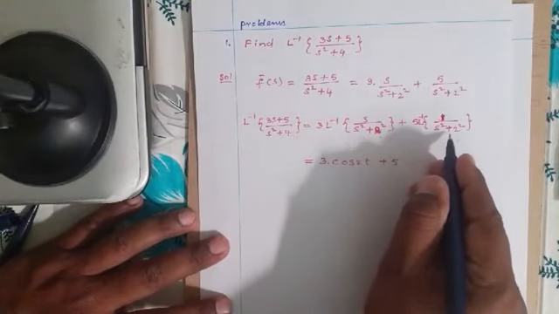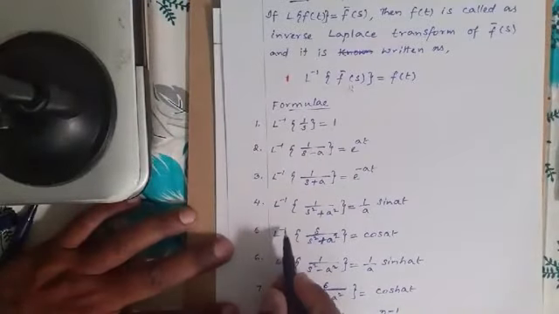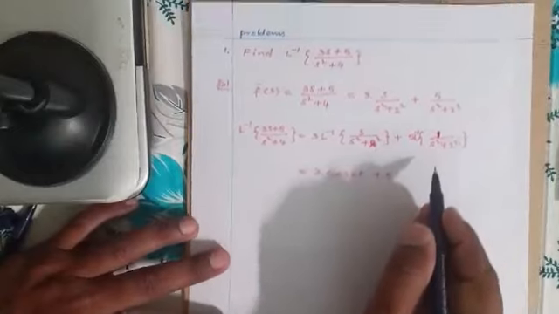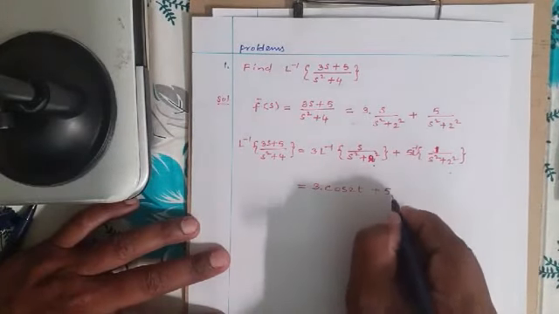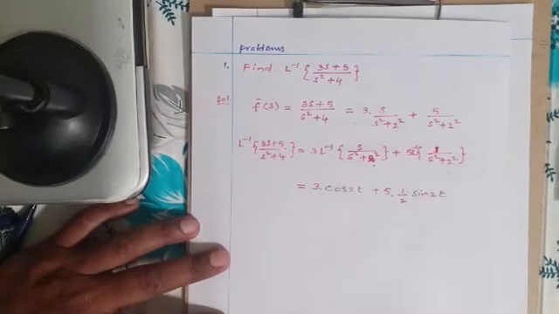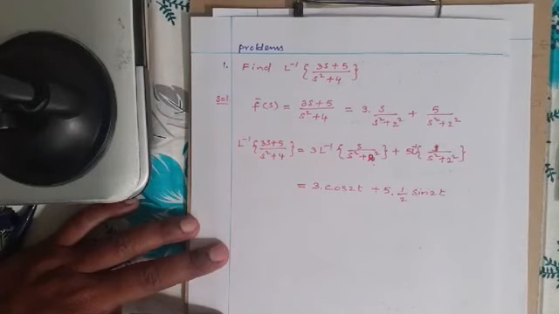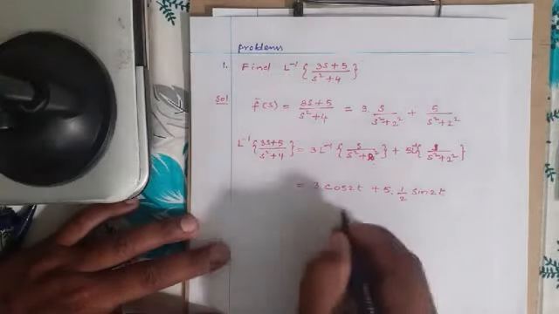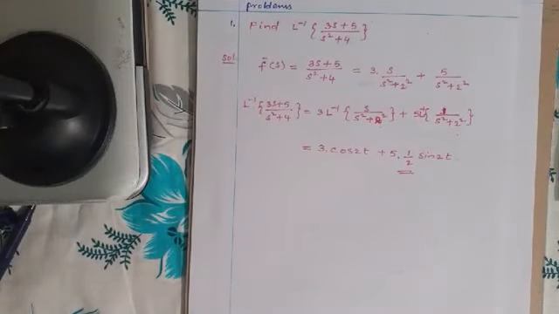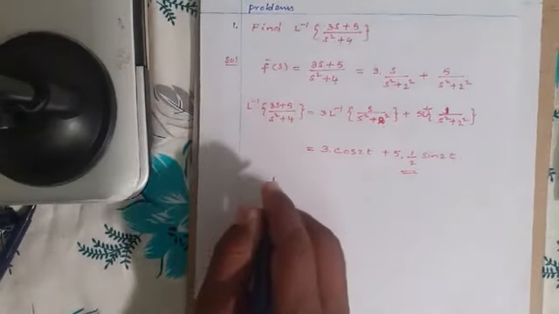Now here we have L inverse of 1 upon s square plus 2 square. You can see L inverse of 1 upon s square plus a square is 1 by a sin at. So here a is 2, so I can write this as 5 into 1 by 2 sin 2t, from the formula L inverse of 1 by s square plus a square is equal to 1 by a sin at. So this is the solution for this problem. Hope you have understood. Now let us do the second problem.